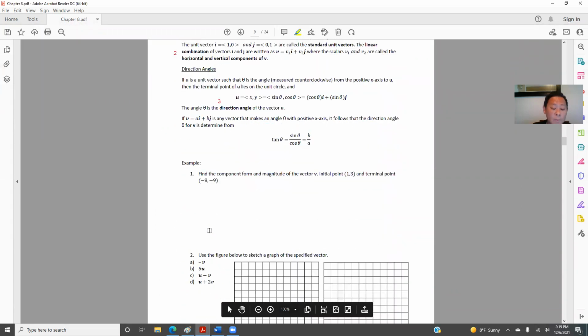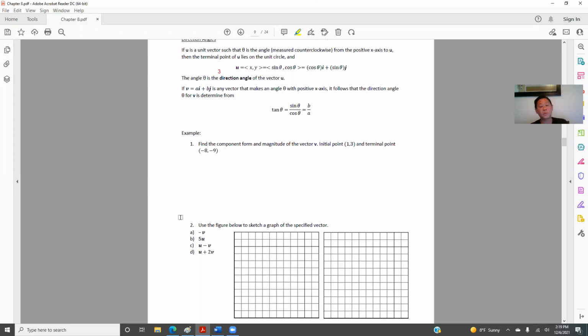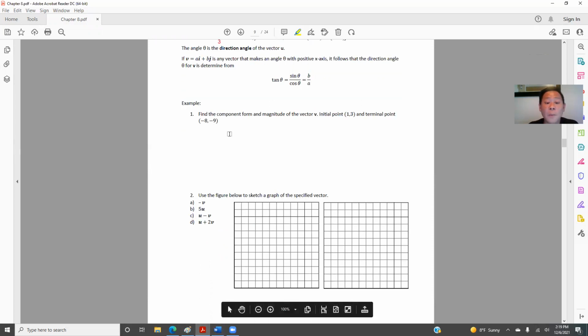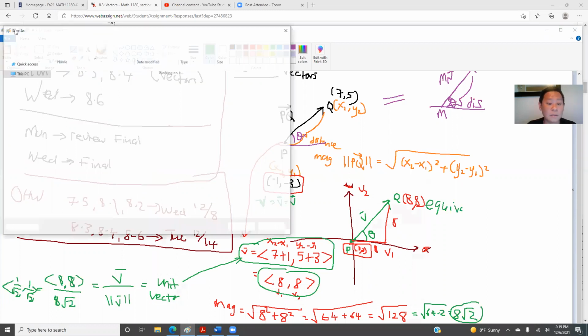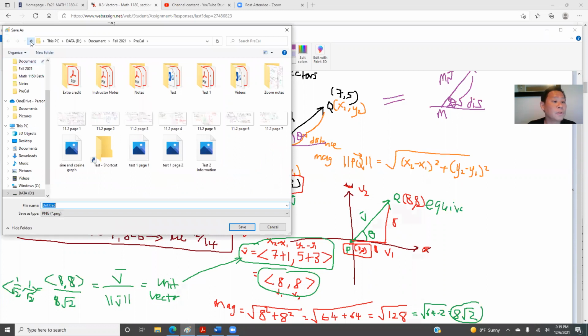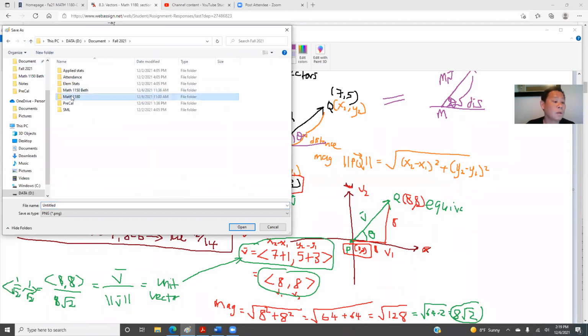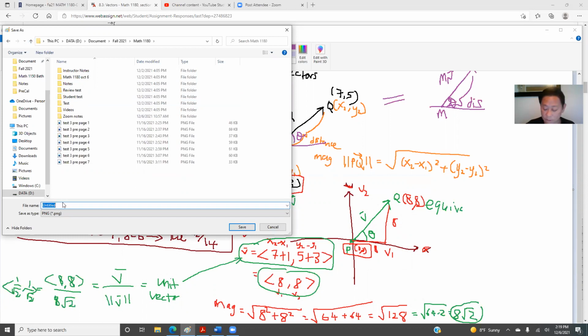Now we're going to talk about component form. For question 1, you want to find the component form and the magnitude of the vector V, given the initial point is (1, 3) and the terminal point is (-8, -9). In order for us to find the component form of this vector V, since they give you these two coordinates, we need to use the formula. Question 1 is very similar to what we just did over here. This is the 8.4 question. This is 8.3.